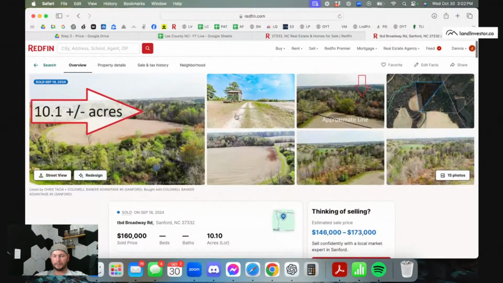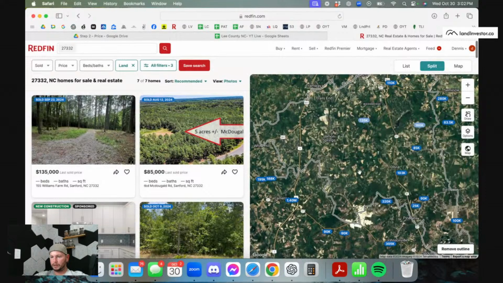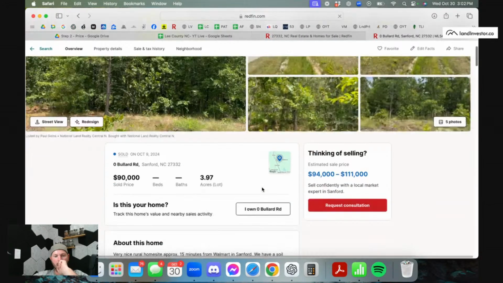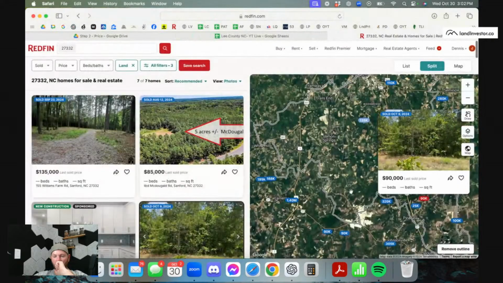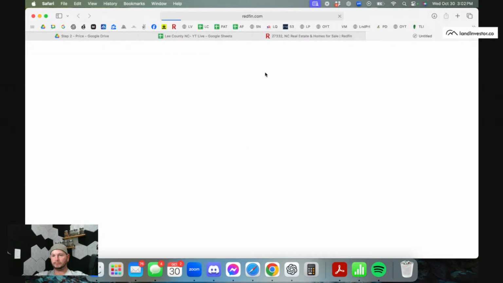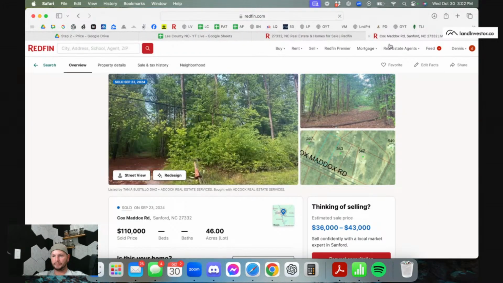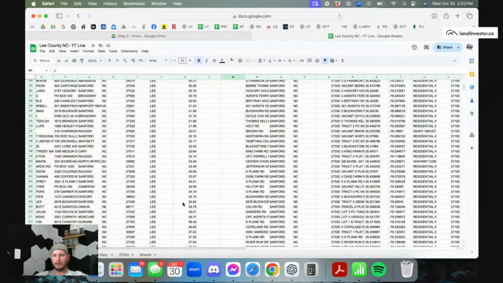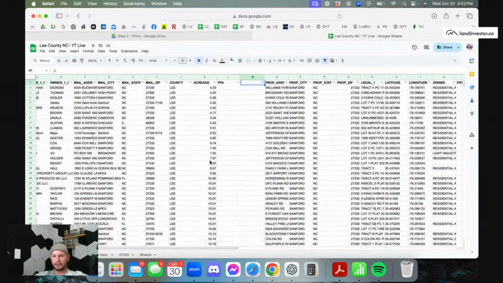15, 10. Okay. Looks like pricing is about the same. I see pricing about the same. Okay, cool. So I don't really have to change anything. So we're going to just take the PPA.